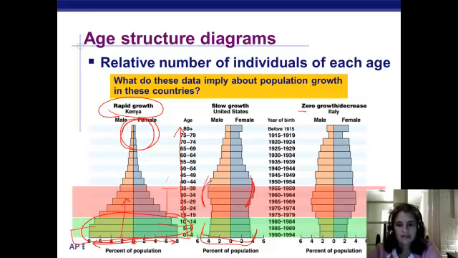Italy, it says over here, has a zero growth population. Notice that the base seems to be getting narrower and narrower, so that population is probably slightly in decline, or certainly not growing. So if your base is wide, you're growing. If your base is narrow, the number of young people is small. That means your population is in decline, because as this gets smaller, there are not going to be as many people coming later to have babies and boost up your population size. All right.